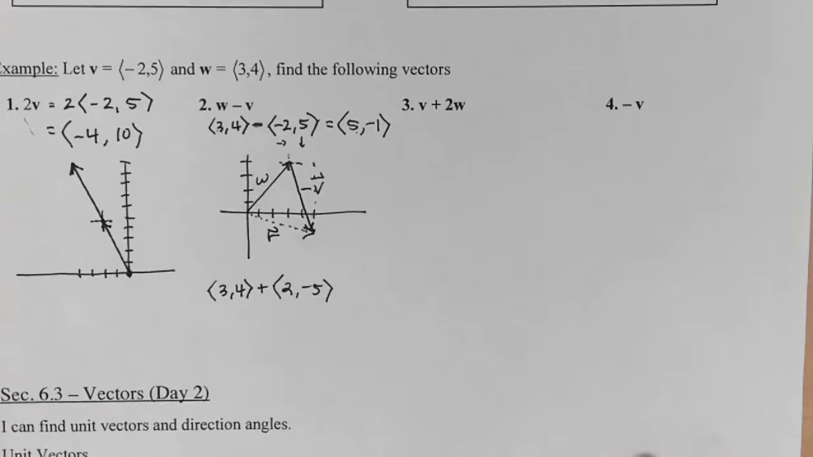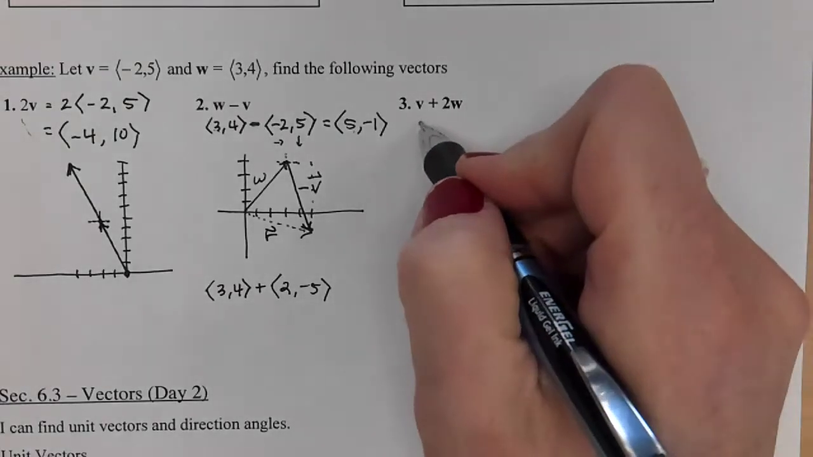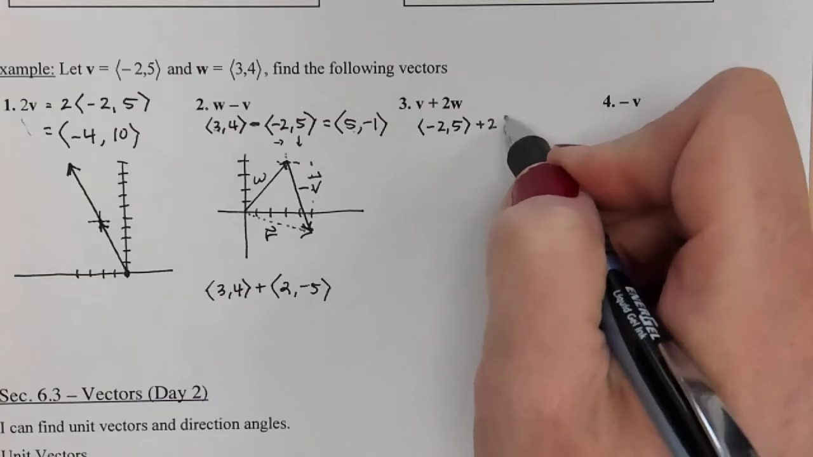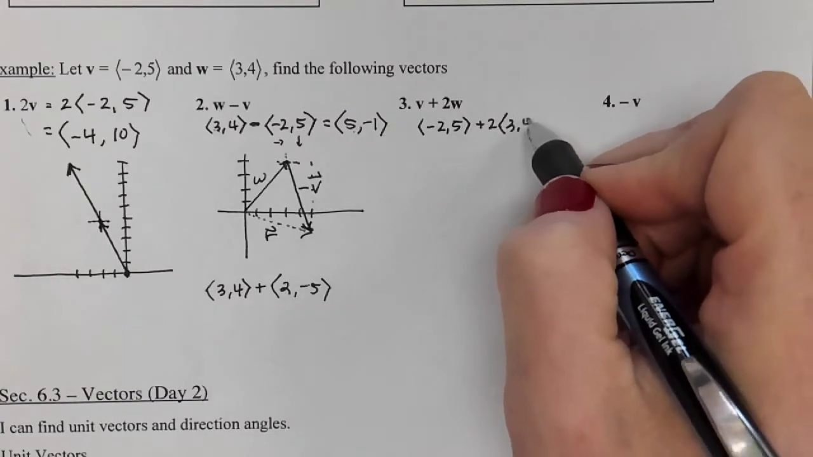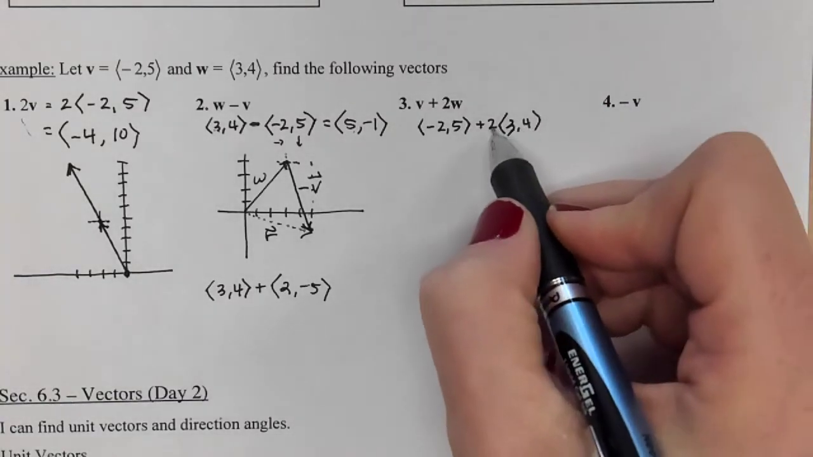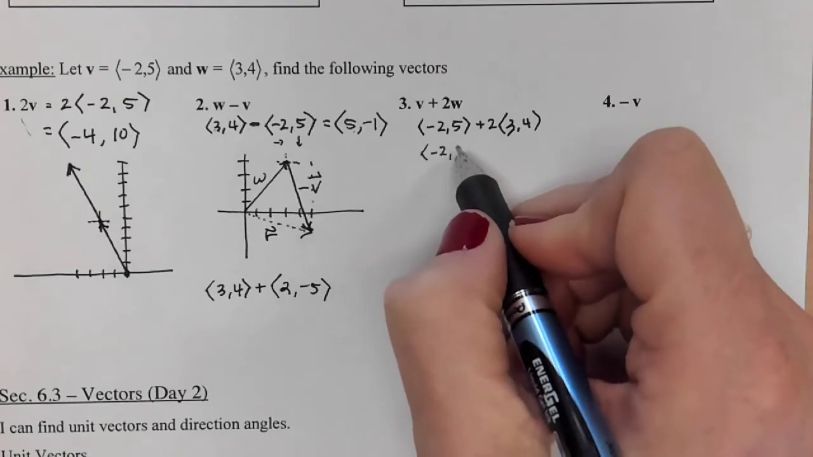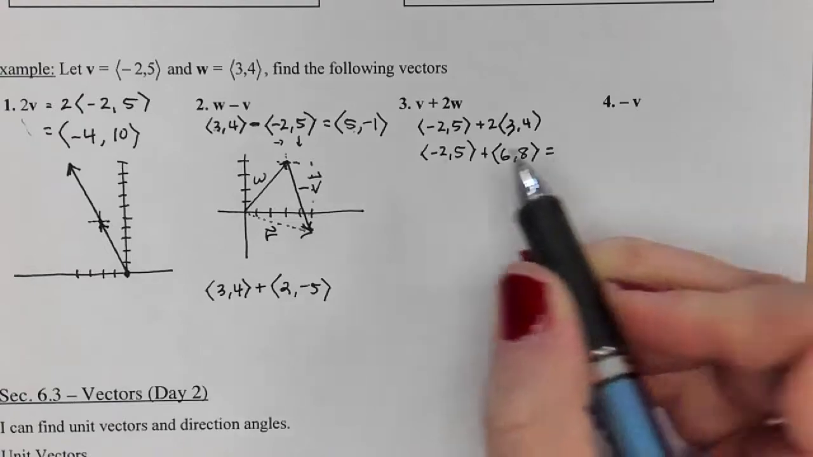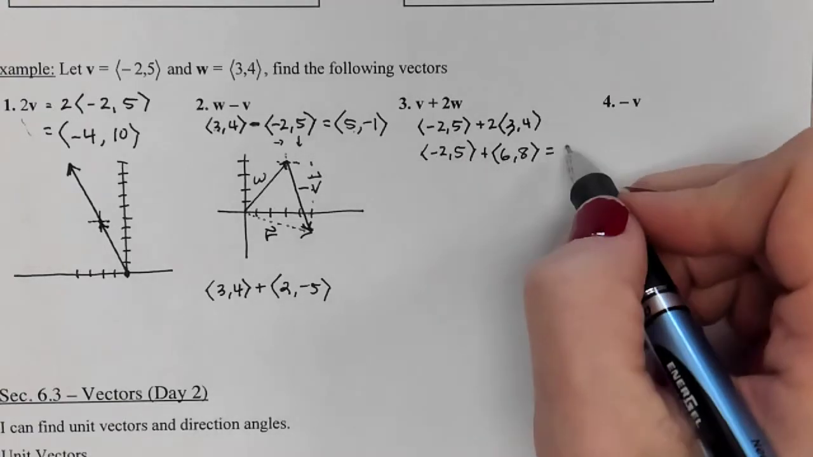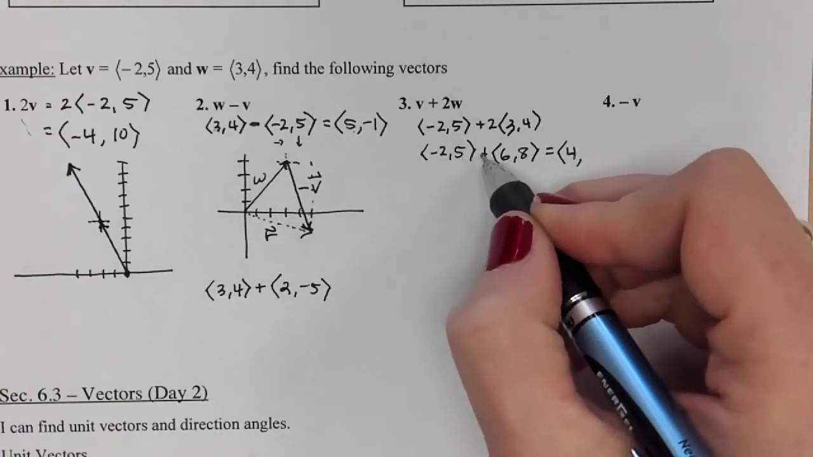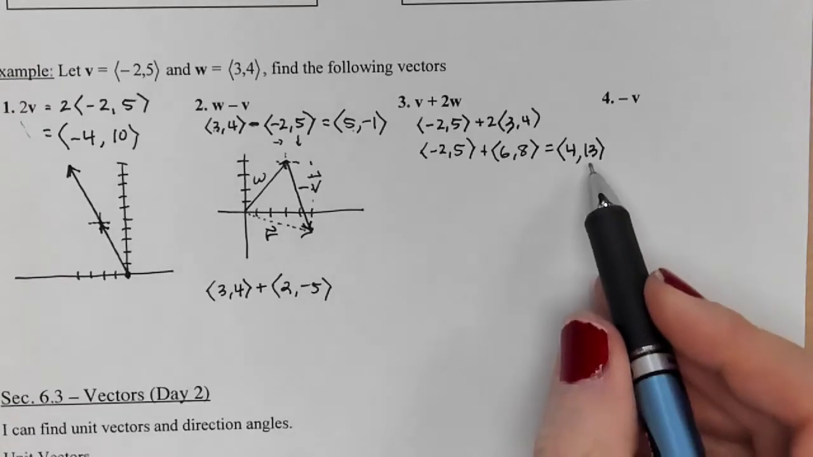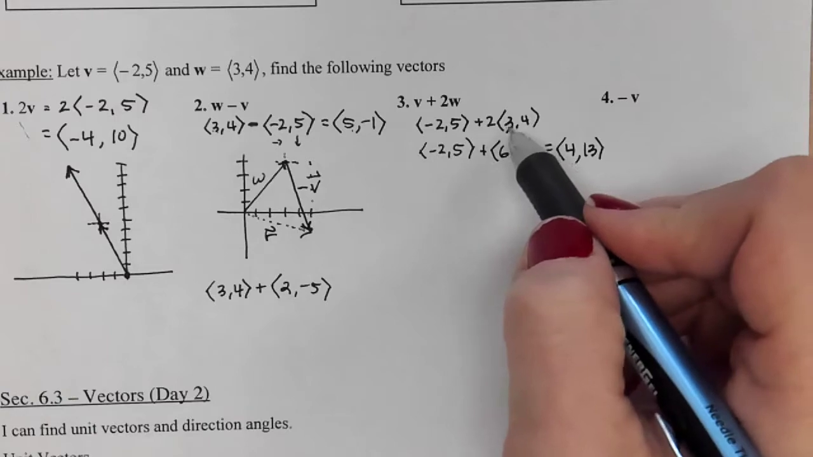Next one is v plus 2w's. So v is negative 2, 5, and w is 3, 4. Mathematically, first you have to distribute the 2. So we have negative 2, 5, and 6, 8. And then when I get done adding this, negative 2 plus 6 is 4. 5 plus 8 is 13. So that's the vector we're going to graph, but we're going to do it this way.